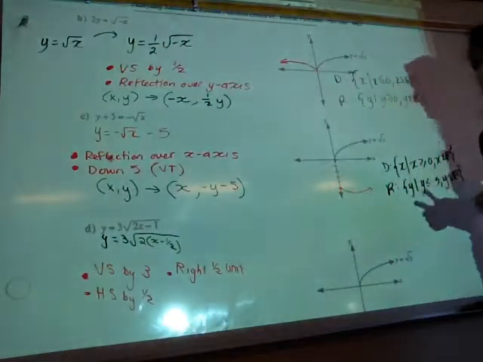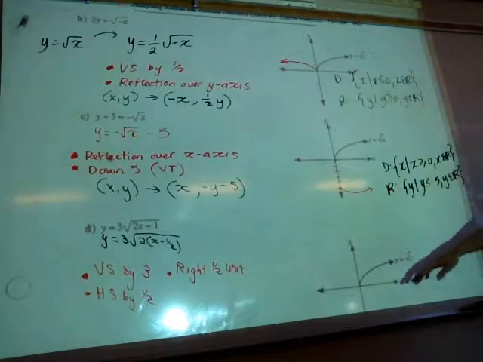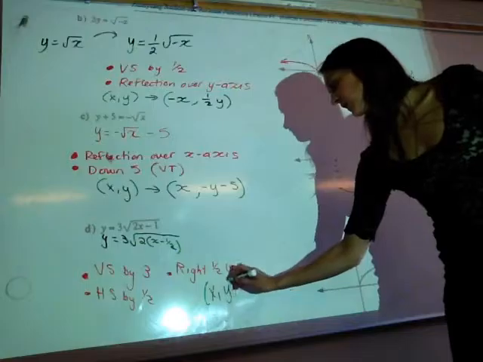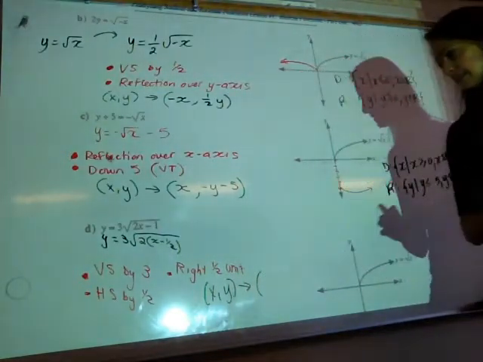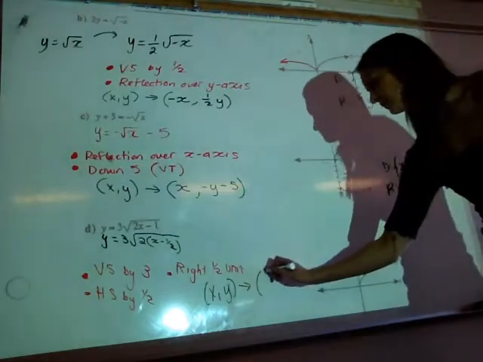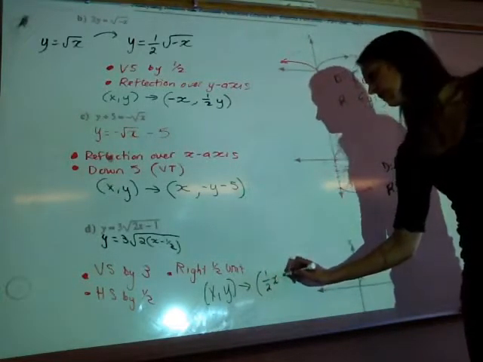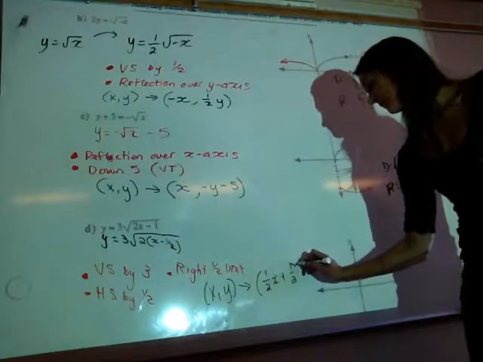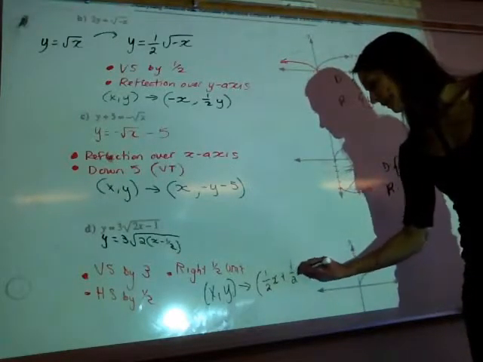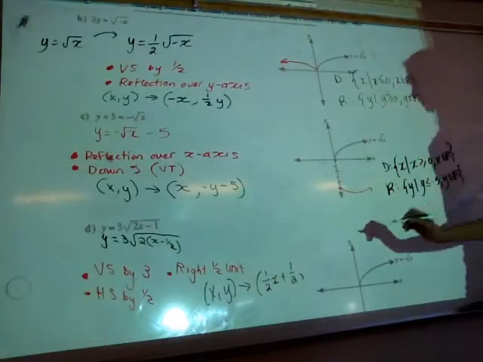So let's just take a look at our origin. And if you want, we can do some point mapping as well. So (x, y) goes to, we're going right by half a unit, and there's a horizontal stretch of a half, so it will be half of x plus a half. Don't need a bracket quite yet. All right. And what's happening in y, there's a vertical stretch by 3.